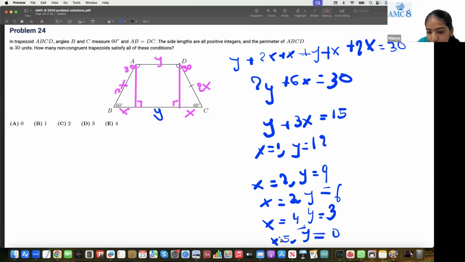But can the side length be equal to 0? Well, first of all, they said that the side lengths have to be all positive integers. And 0 is neither positive nor negative. So 0 cannot be possible either.